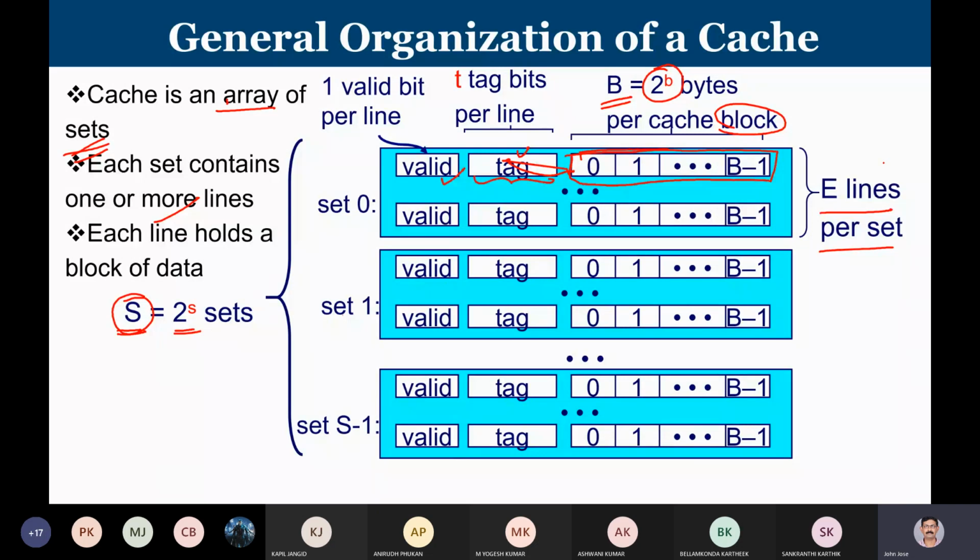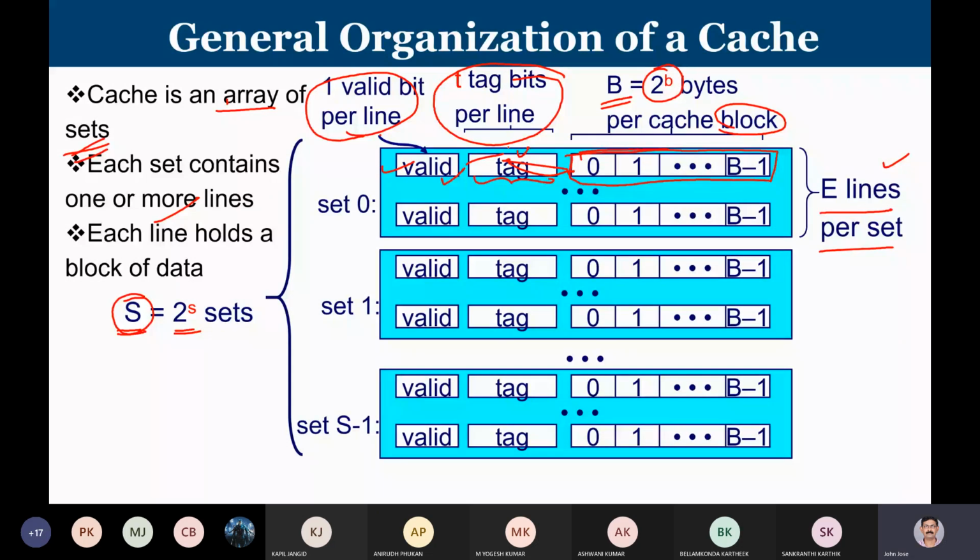Each set has multiple lines. Each line has multiple bytes of data that I can store. The tag bits are stored along with a cache line, along with a valid bit and some other bits. The basic bare minimum is a valid bit and a tag bit.